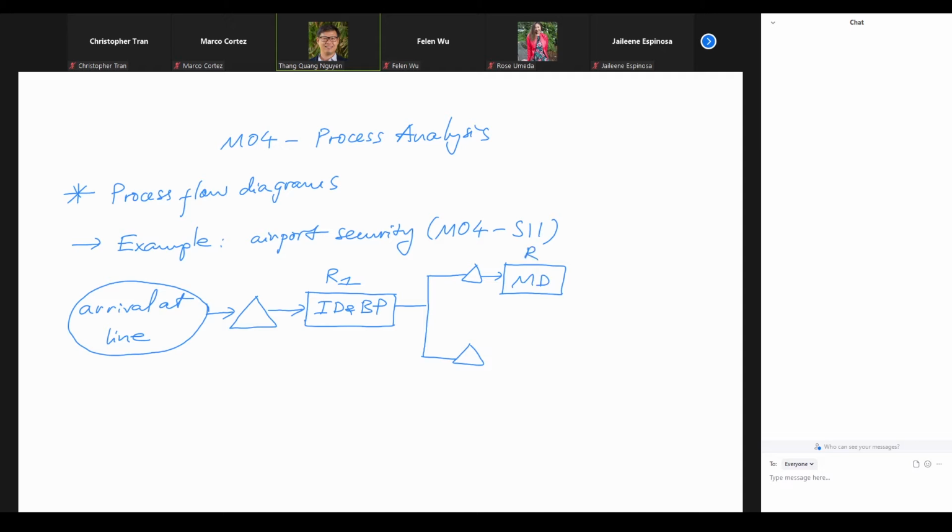And that's our resource number two. And then we have resource number three. Our luggage will have to go through the X-ray machine, right? So we have another resource right here. That's an X-ray machine. That's three.